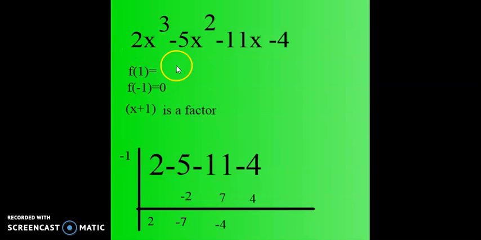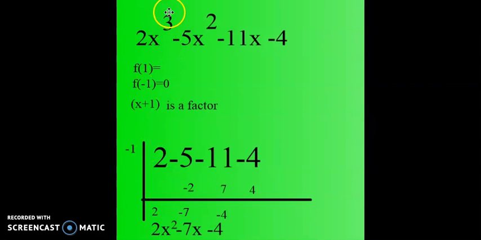I take the coefficients of x and I list them all down, draw a line, and my factor I'm using is minus 1. My first number is brought down as is, minus 1 multiplied by 2 is minus 2. Add the two together, minus 7. Minus 1 multiplied by minus 7 is positive 7. So minus 11 plus 7, the difference is minus 4. Minus 1 multiplied with minus 4 is positive 4. 4 minus 4 is 0.